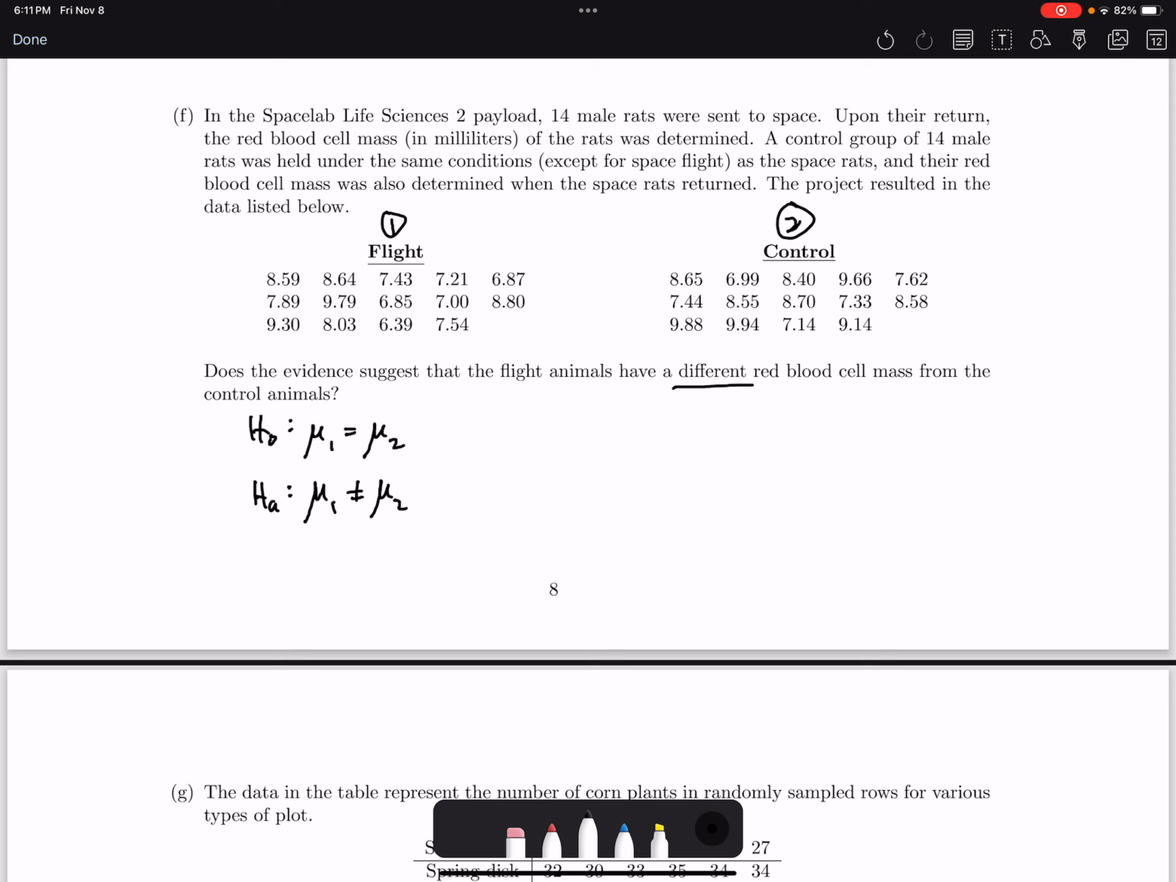This isn't like a before and after thing. They could have done a before and after. They could have measured the red blood cell mass of the animals before going to space and then measured them again when they returned back home. In that case, they would have been matched pairs. But that's not what they did in this study. In this study, they just got two completely separate groups of animals, independent of each other, and they're comparing the two groups. So these are independent samples. So we're not going to run a matched pairs t-test. We're just going to run a two-sample t-test.